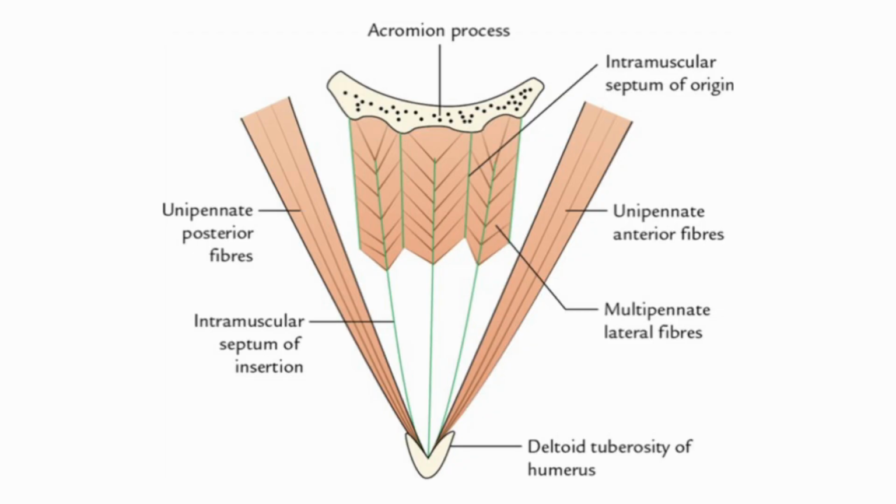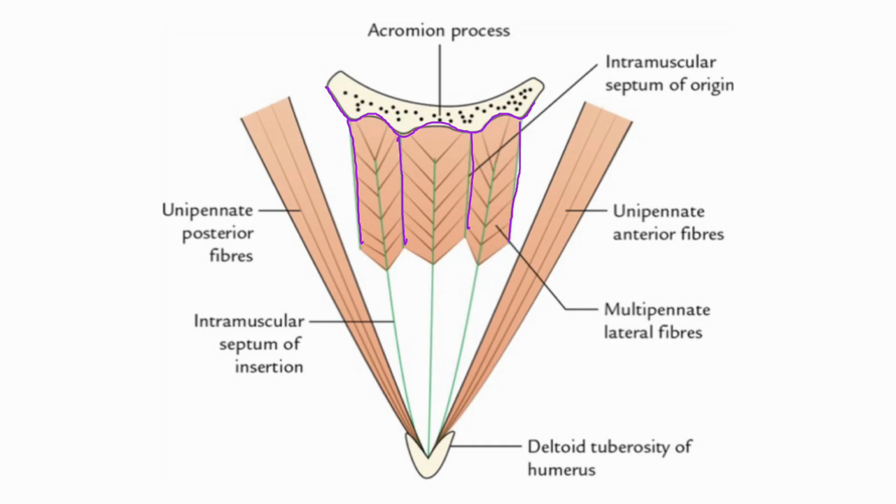We can identify the acromion over here. This is the lateral border of the acromion, and it presents four tubercles. Each of these tubercles gives rise to four fibrous septa. This is the first, second, third, and fourth fibrous septa, which are descending into the substance of the muscle.